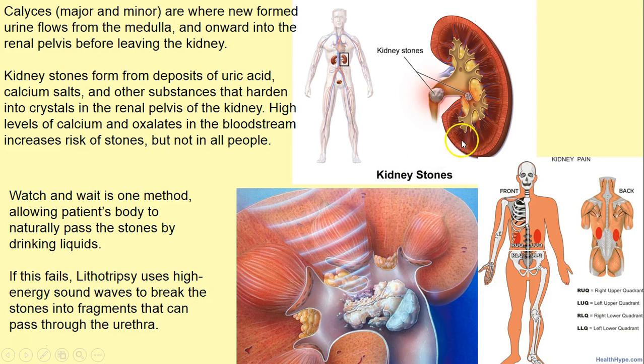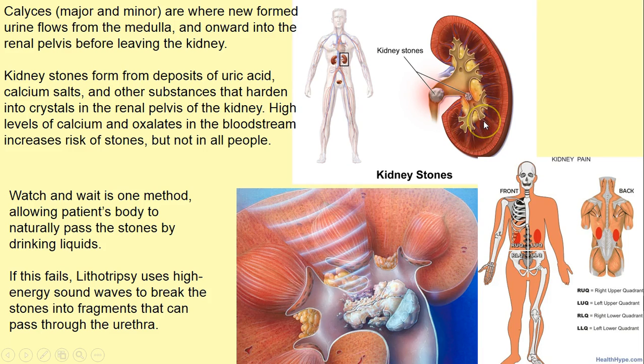Calyces, take a look at the calyces here. These are where newly formed urine goes from the medulla and onward to the renal pelvis. So here's the renal pelvis. None of this is labeled in this particular drawing. And some of this we'll see later.